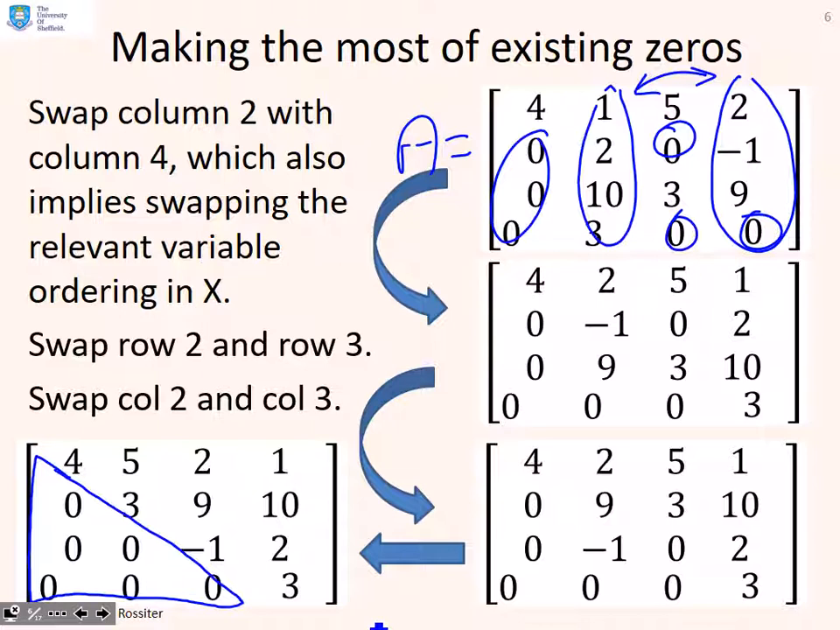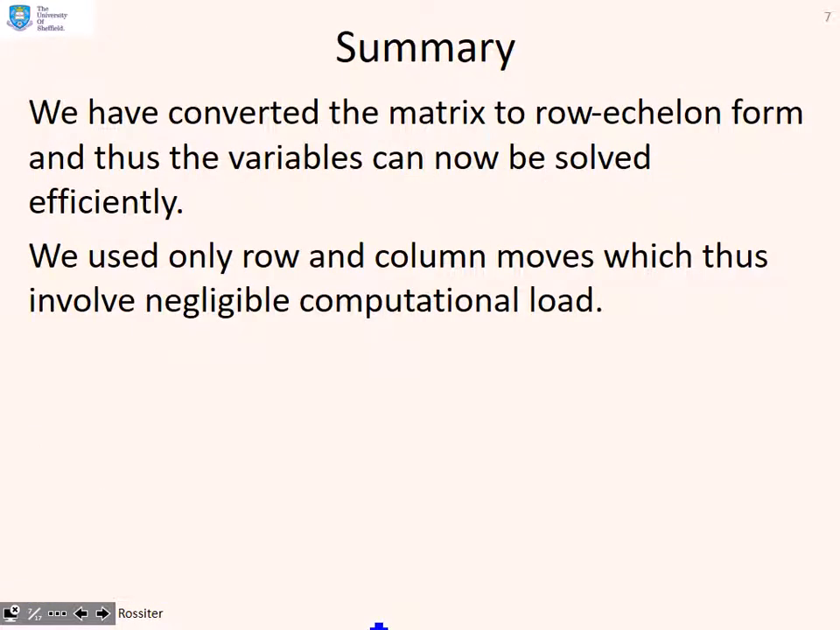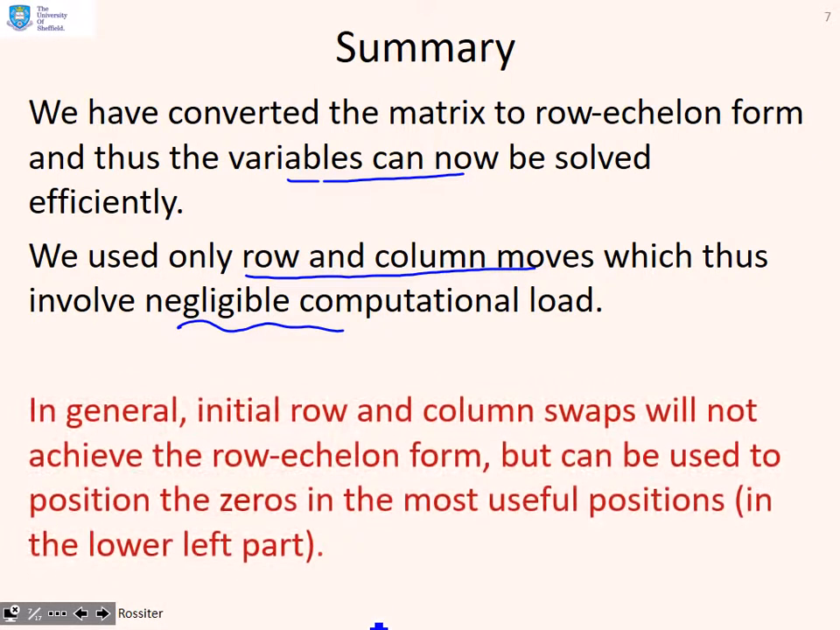So obviously this was a fixed case, I specifically made it like this, but the key point you can see is that with appropriate row and column operations I can turn this into a row echelon form. So we've converted the matrix to row echelon form, and thus the variables can now be solved efficiently. And we used only row and column moves, which thus involve negligible computation.